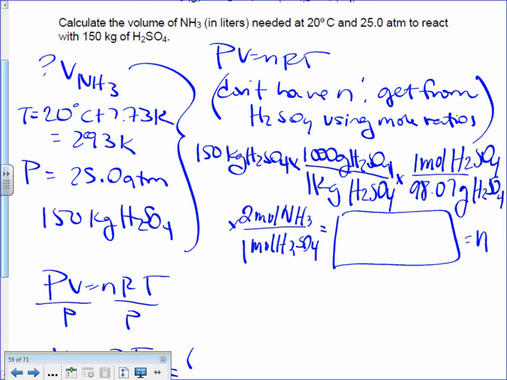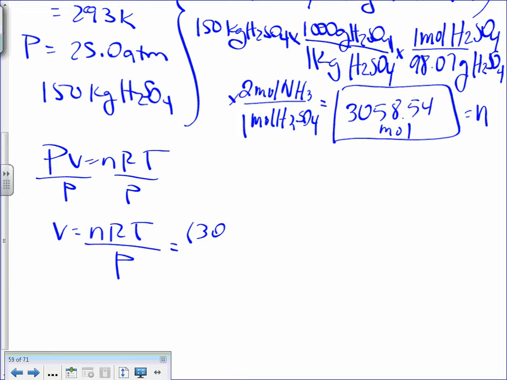Alvin, what did you get for your n value? 3,058. Something-ish like this. Give me a thumbs up if you get your moles. Okay. You're doing 150 times 1,000 divided by 98 times 2. That's by converting your kilograms to grams, multiplying by 1,000.